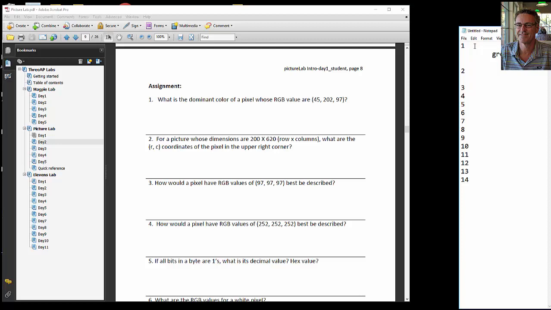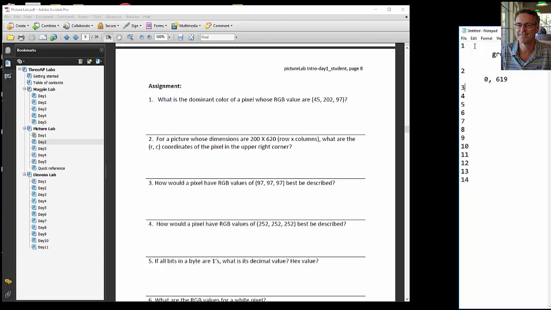Number two, if your dimensions are 200 by 620, what are the coordinates of the pixel in the top right corner? Okay, that would be row 0 and column 619, I think. Is that right? I think so.